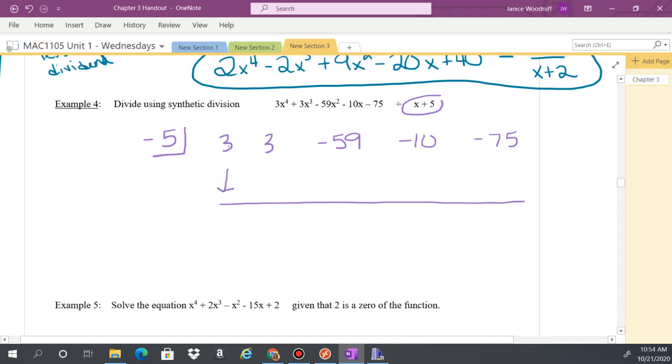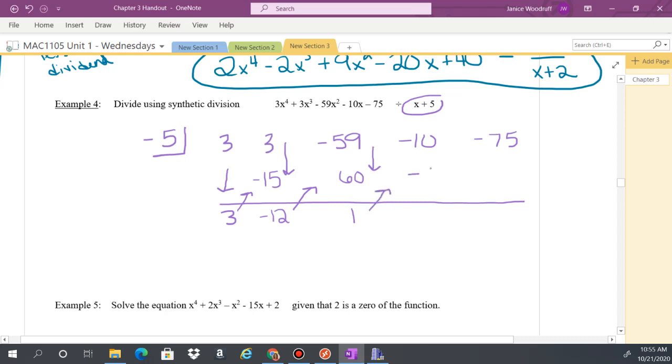So here I bring down 3. Then I'm going to do 3 times negative 5. And I use arrows. Sometimes people don't use the arrows, so it's up to you. Okay, so 3 times negative 5, negative 15. 3 minus 15 gives me a negative 12. Then negative 12 times negative 5 is going to give me positive 60. Negative 59 plus 60 should give me a positive 1.